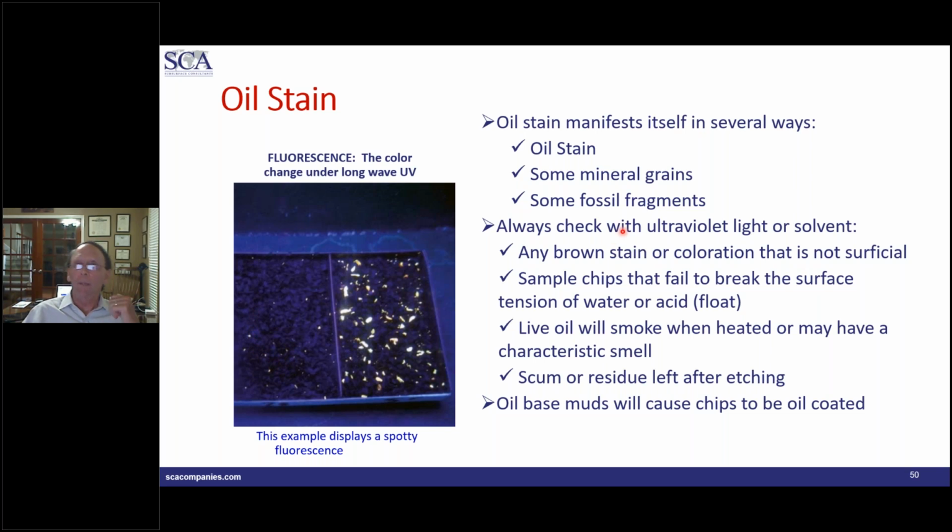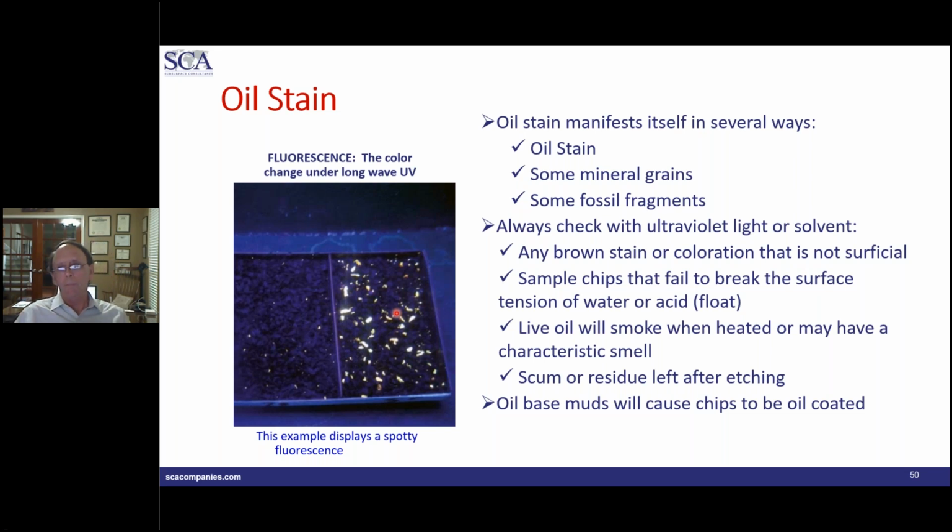So this stain will manifest itself in fluorescence, but you have to be able to identify whether this piece of fluorescence is coming from a mineral grain. There are some fossils that will fluoresce as well, but we really want to focus on the oil stain and be able to differentiate between the two. So how do we do that? First of all, check it with ultraviolet light, and then we go to solvent. So if we see any brown stain that is not superficial, in other words, we can break the chip and we see the stain inside, it's probably oil stain.